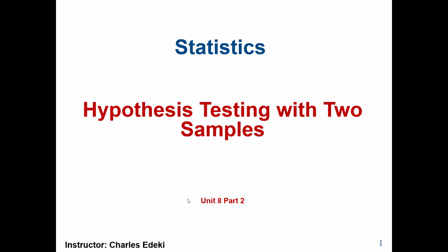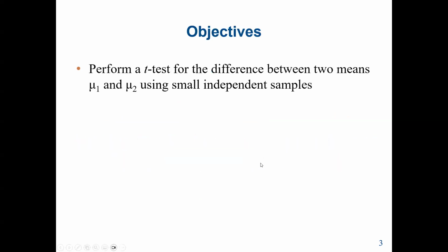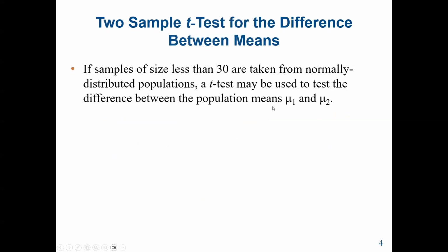In these lectures, we're going to discuss hypothesis testing with two samples. But this time, we are going to use small independent samples. Small independent samples means the sample size is less than 30. So here we can perform a t-test for the difference between two means using small independent samples.